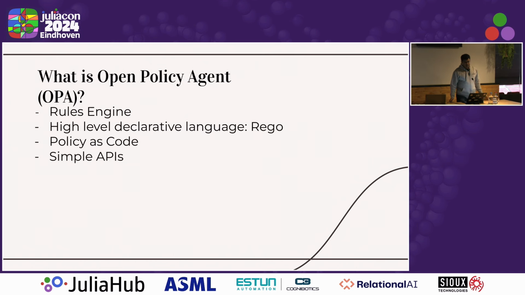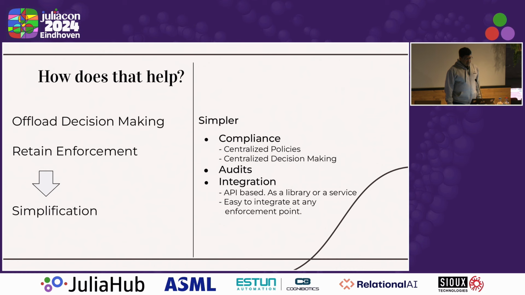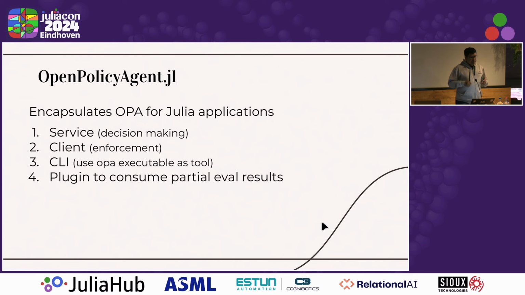OPA is a rules engine or a policy engine. It uses a high-level declarative language called Rego to define policies, which lets us do policies as code. And it has very simple APIs, which makes it easy to integrate the engine into applications. It helps in obvious ways. It offloads the decision making to a separate component while keeping the enforcement within your business logic. It simplifies compliance because policies and decision making can be centralized, and audits are simpler. Integration is easy because it is API-based. It can be used as a library or a service, so it's easy to integrate at any enforcement point.